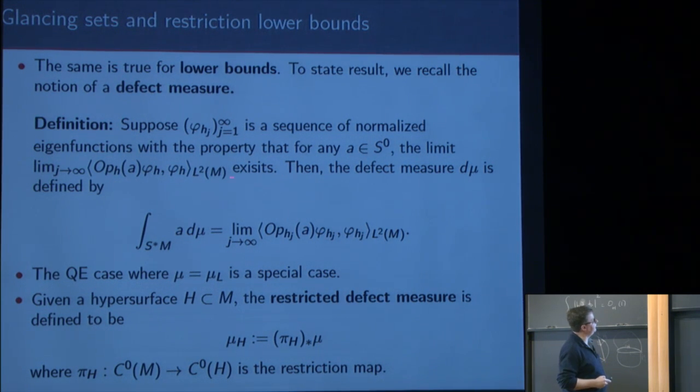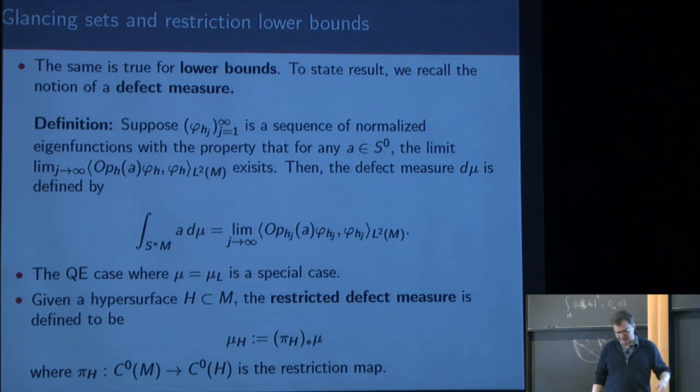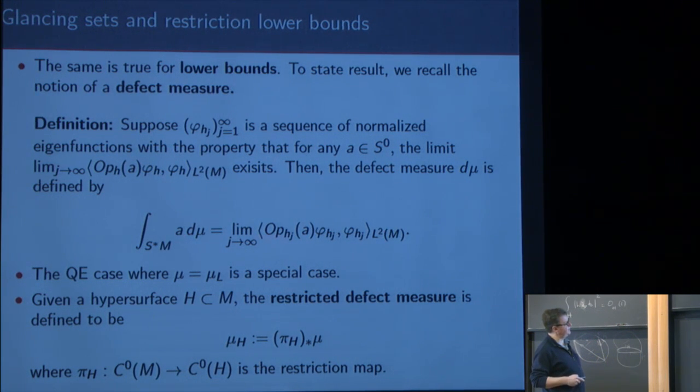So to state the results that I want to talk about here, let me just recall the notion of a defect measure. A defect measure just means you have a sequence of eigenfunctions, L2 normalized, such that the limit of the matrix elements exists, and the defect measure is defined to be just the limit of the matrix element. If you give yourself any L2 bounded sequence of eigenfunctions, you have a subsequence. It's just a compactness diagonalization argument. The matrix elements of the subsequence will tend to some integral against some measure d mu. d mu is some Radon measure.